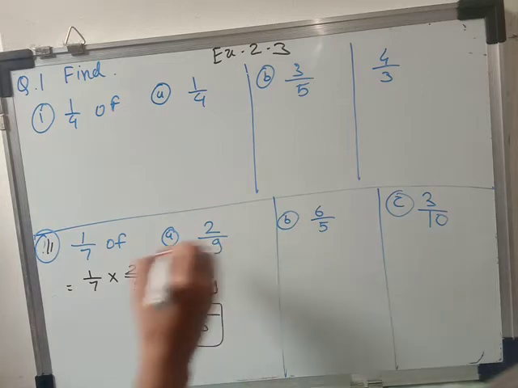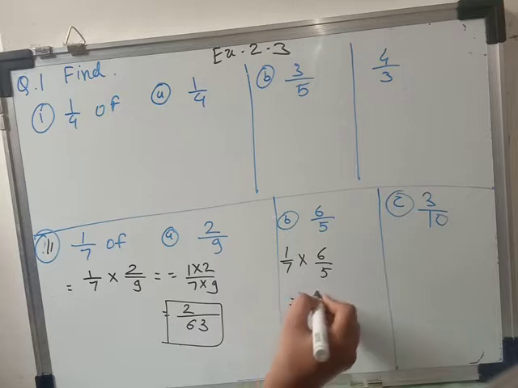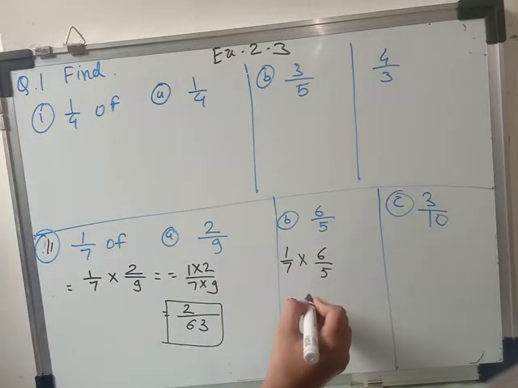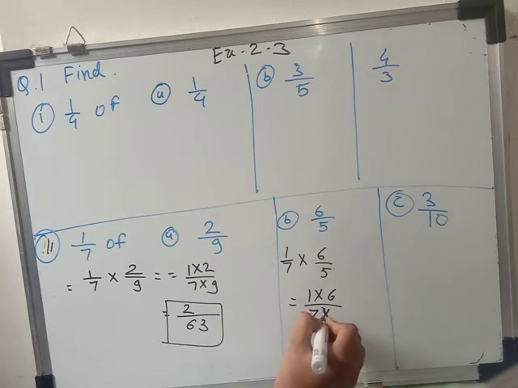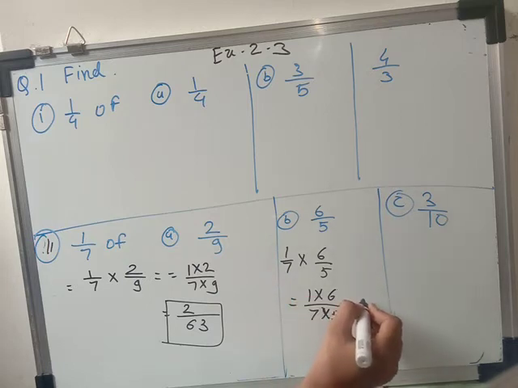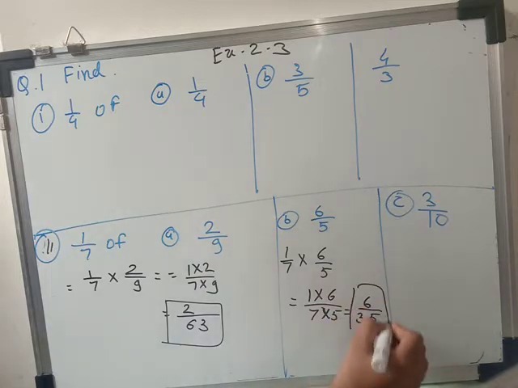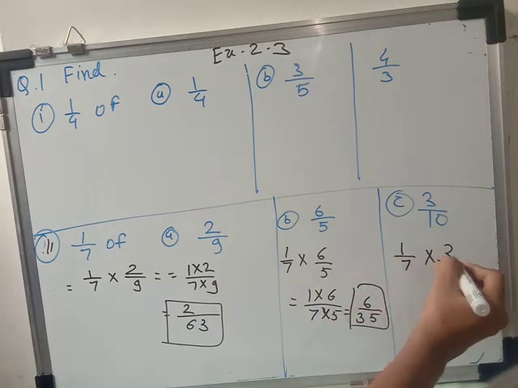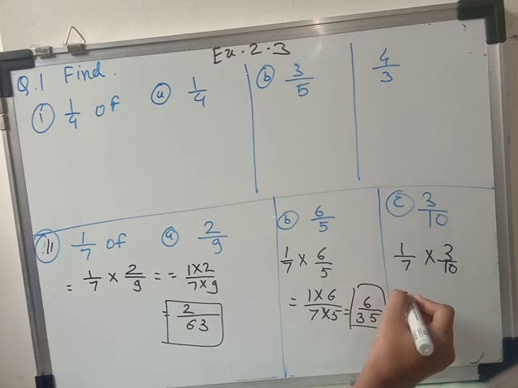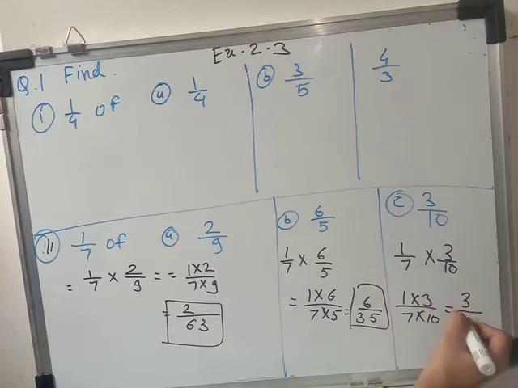Okay, so the second example, 1 upon 7 multiplied by 6 upon 5. Okay, again do the multiplication of both numerators, 1 multiplied by 6, denominators 7 multiplied by 5. Okay, so 6 ones are 6, 7 5s are 35. Okay, so here we got the answer. Again same thing you have to do, 1 upon 7 multiplied by 3 upon 10. Multiply both the numerator and denominator. 1 multiplied by 3, 7 multiplied by 10 is equal to 3 ones are 3, 7 tens are 70.